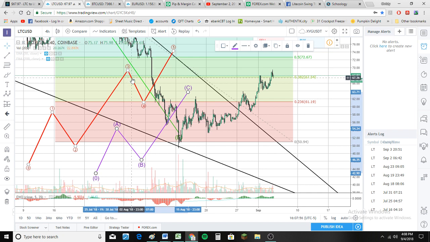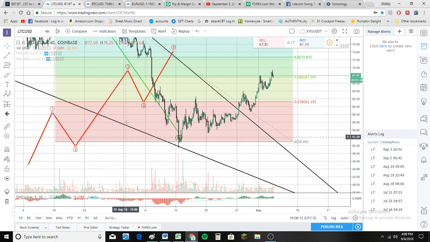So my big question is, are we looking at a 1, 2, 3 of an impulse wave, of 5 impulse waves up, which means we're headed up, and that's a good thing? Or are we looking at an ABC correction from our downward trend, and that means we have more downward momentum to go? So that's the big question.